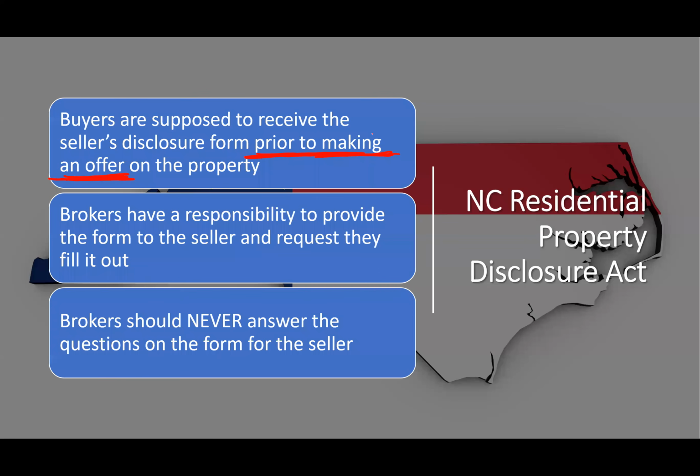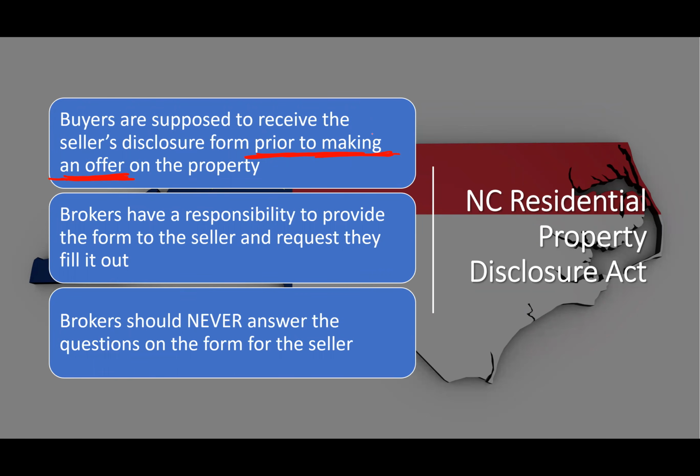Yes. Now, our responsibility is simply to tell the seller, you're required to fill out the form. Give the blank form to the seller, tell them they're required to fill it out. We should never provide the answers that go on the form. And here's why. These answers are supposed to be the seller's answers. They're supposed to be answering to the best of their knowledge. We are not held responsible for our sellers giving bad information.